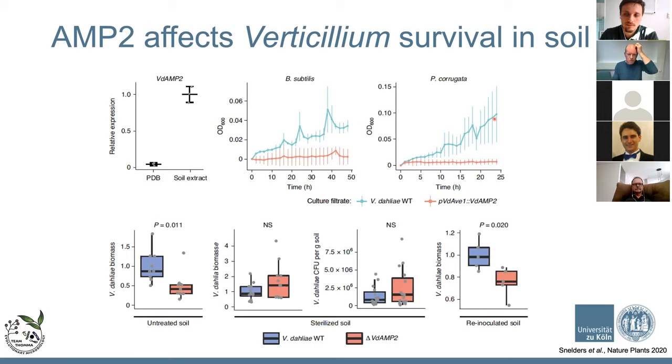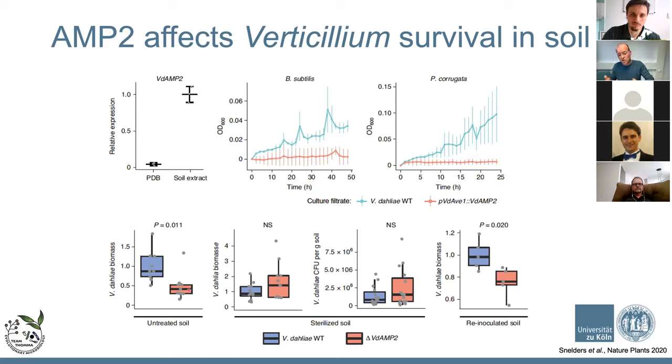And so these graphs basically represent experiments to try and demonstrate a role of this effector in the soil. And so what we did is we quantified Verticillium, the wild type Verticillium here in blue, and the deletion strain of AMP2 when growing in soil. And so clearly here in untreated soil, which is just potting soil that we take from our greenhouse, you can see that the wild type Verticillium colonizes better than this deletion strain.